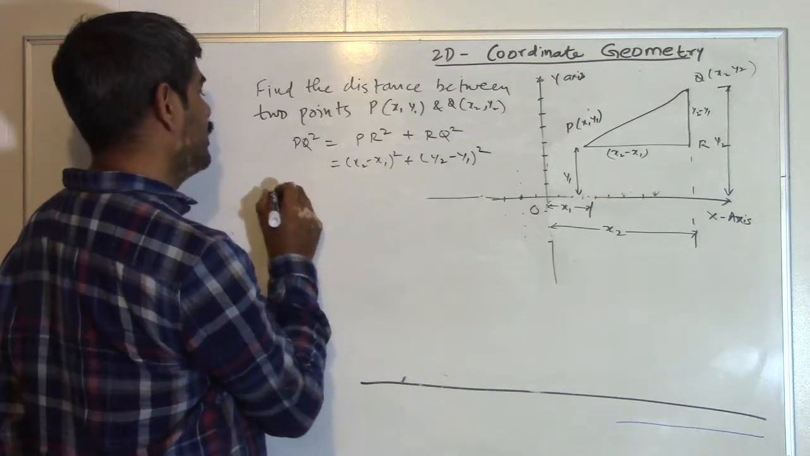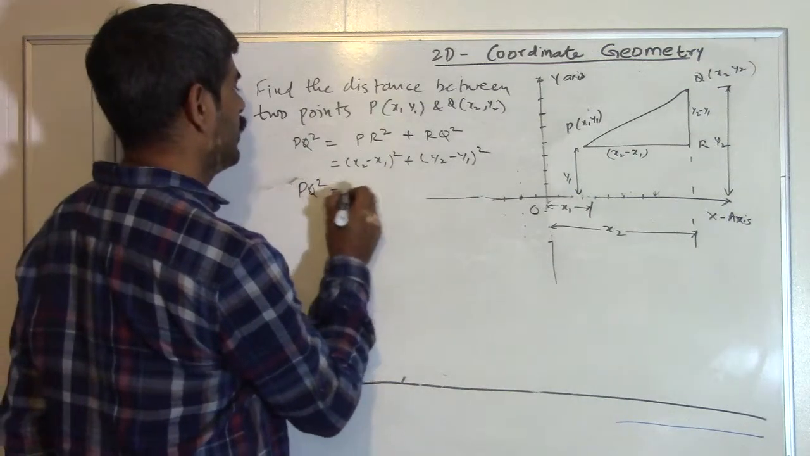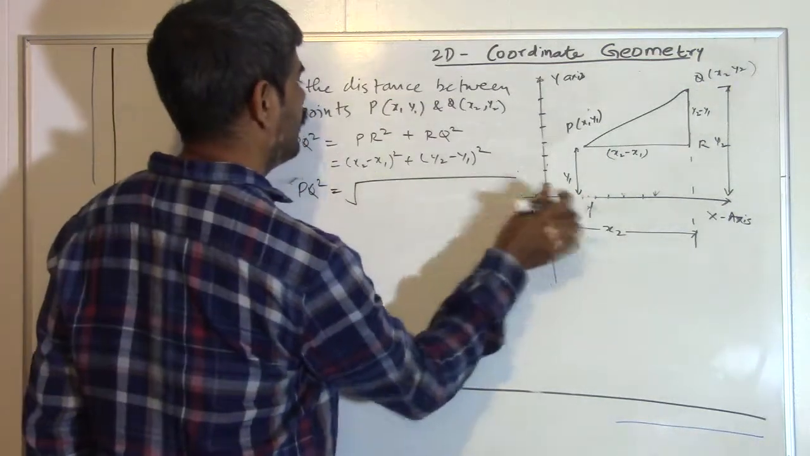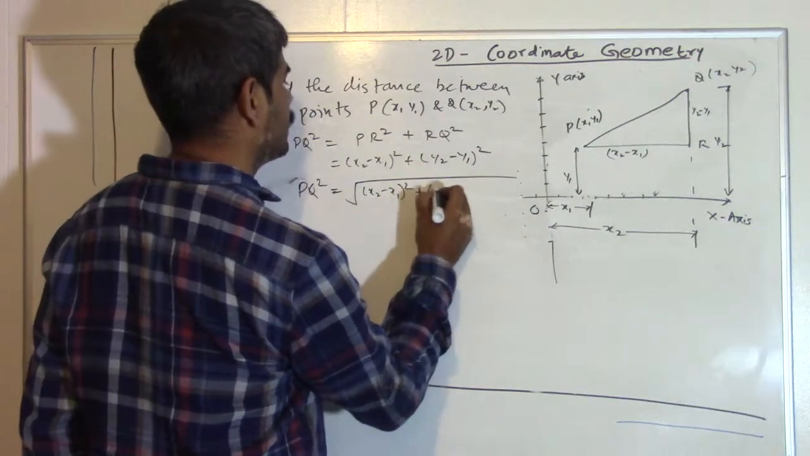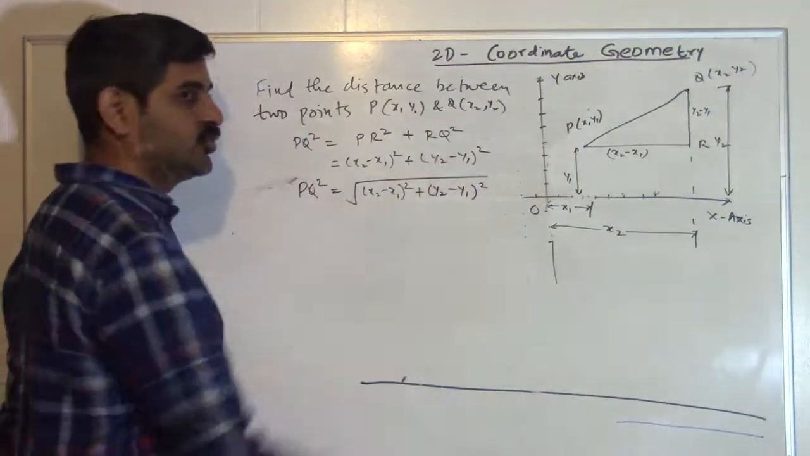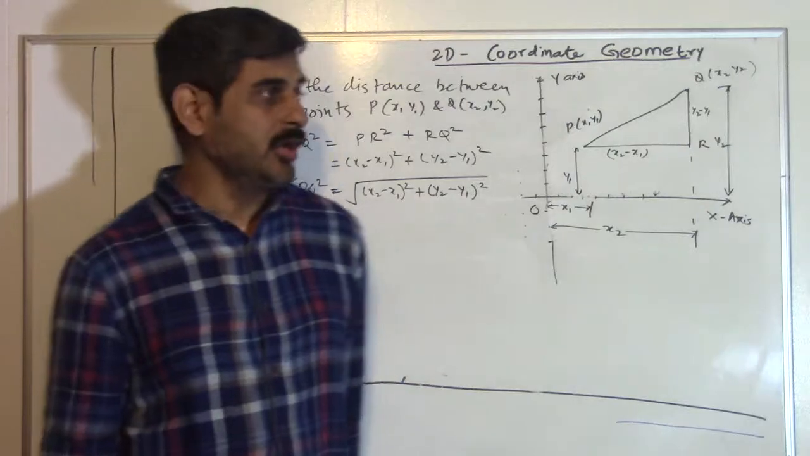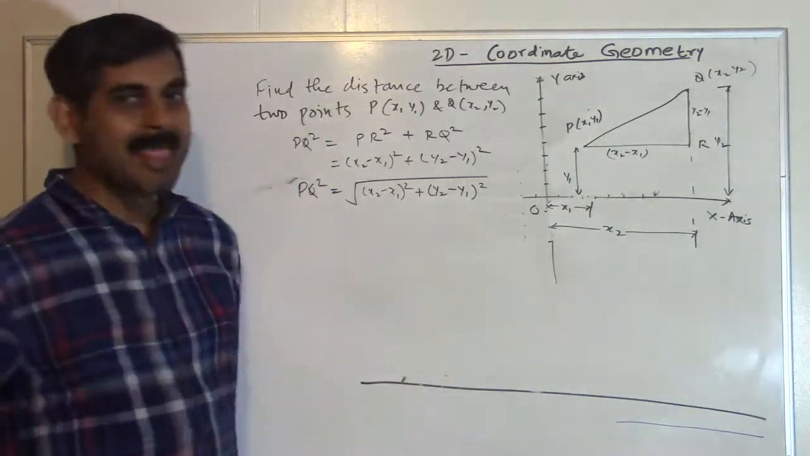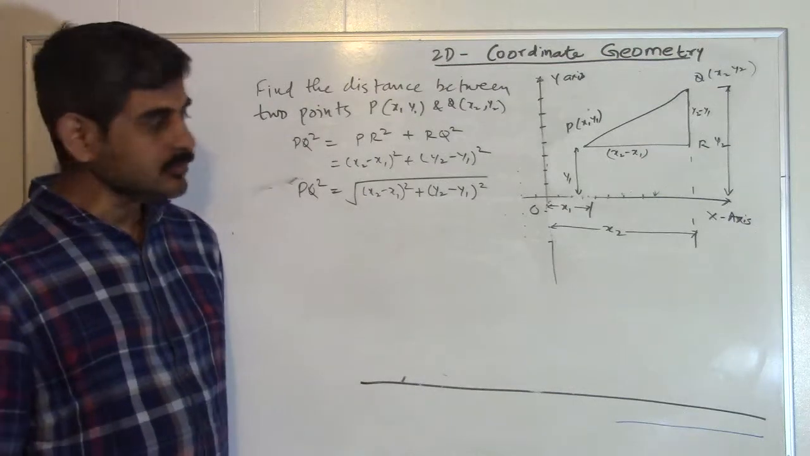From here we get PQ, which is equal to square root of x2 minus x1 whole square plus y2 minus y1 whole square, and this is supposed to be a standard formula. If you are given the coordinates of 2 points, you can directly write the distance between them using this formula.